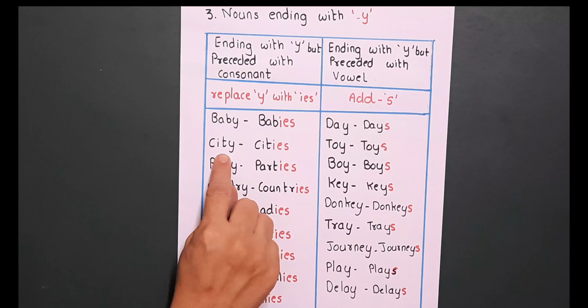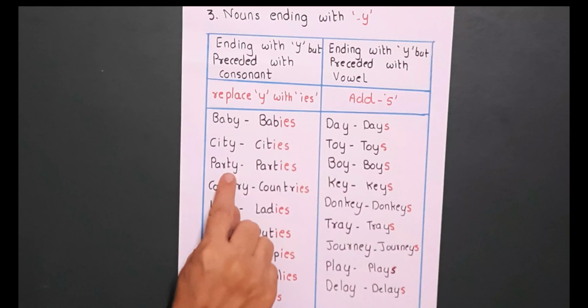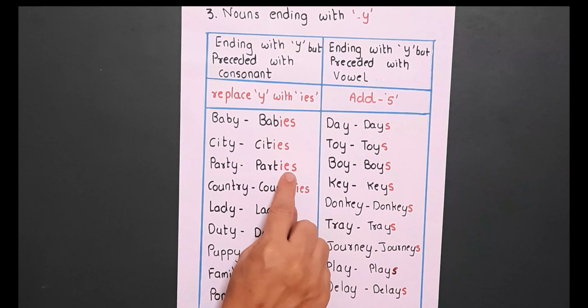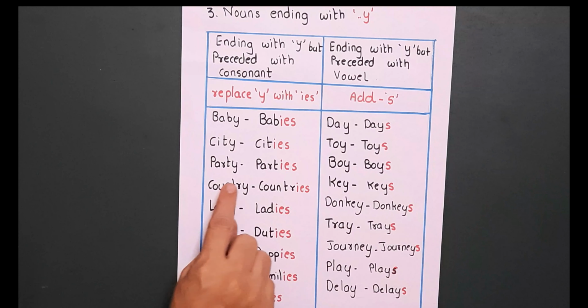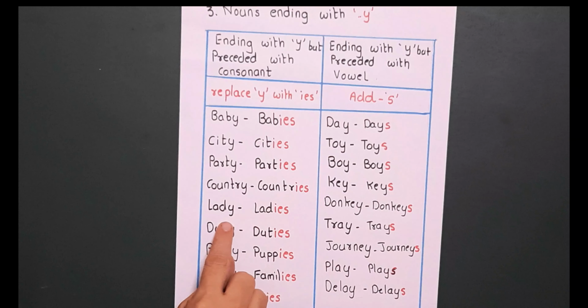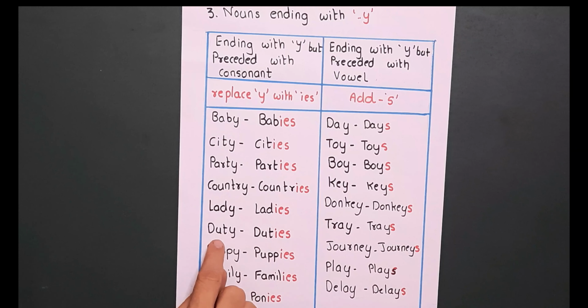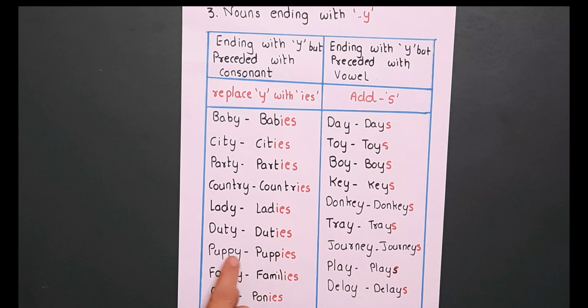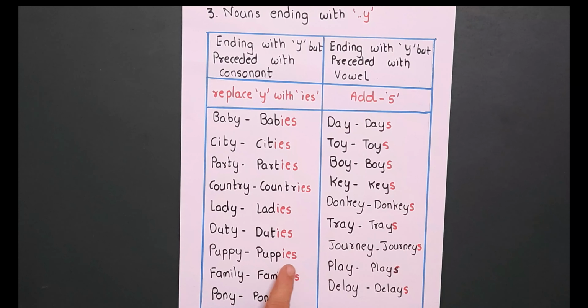Similarly, city becomes cities. Party, the plural is parties. Country, the plural is countries. Lady, ladies. Duty, duties. Puppy, y is removed and ies is added to make the plural.